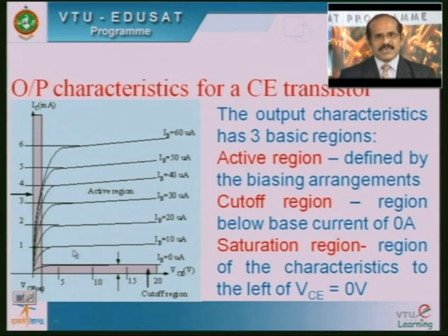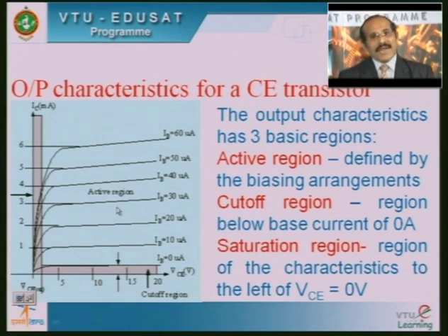The cutoff region is the region below the curve of IB equal to 0 microampere. This shaded region is nothing but the cutoff region. And we have the saturation region, that is to the left of VCE equal to 0, the shaded region here. That region is called the saturation region, and the region between the cutoff region and the saturation region is called the active region. What is the main feature of the active region? Linearity. Here also please note that the curves are almost linear in nature.